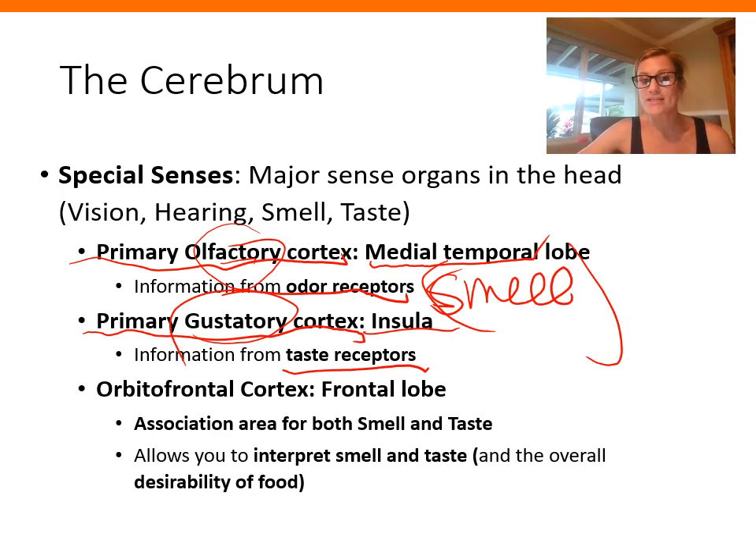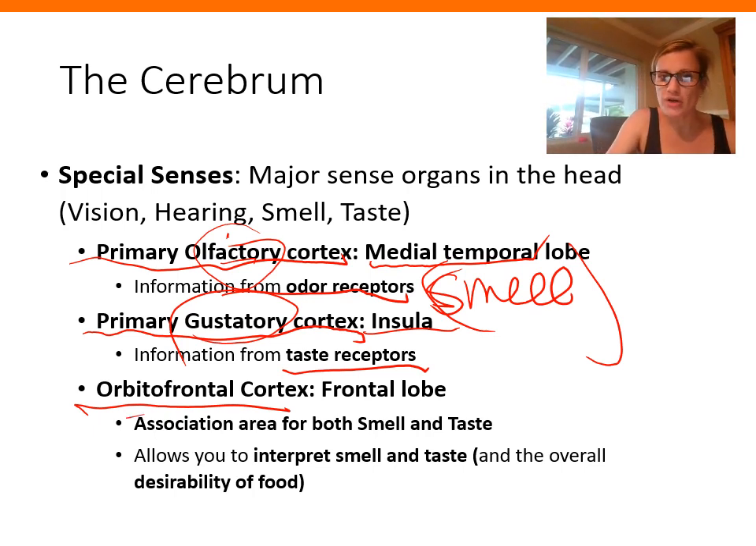Okay. Notice I didn't talk about an association area for either smell or taste. The reason for that is they don't have their own association area. There's actually one association area that makes sense of both olfaction and gustation. So both smell and taste are processed in the same association area. There's something called the orbitofrontal cortex. That's just because of its location in the frontal lobe above the orbit, right above the eye.